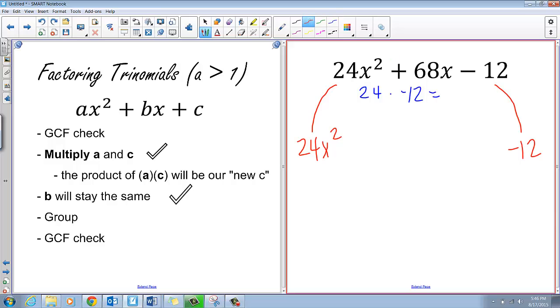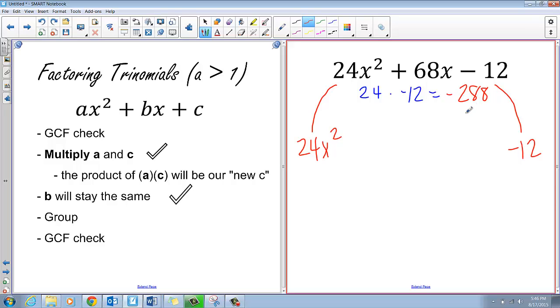And with your calculator you should find that this is negative 288. Okay, so this seems extremely scary that we have to find a number that multiplies to negative 288 but then also adds to 68. Okay, so let's just go through the simple ones, and they're probably going to be some pretty large numbers. So here's what I like to do: first focus on the main part of this number, 280.